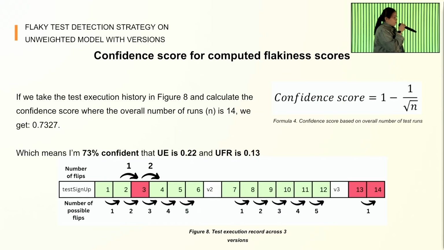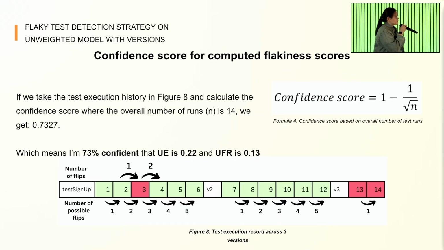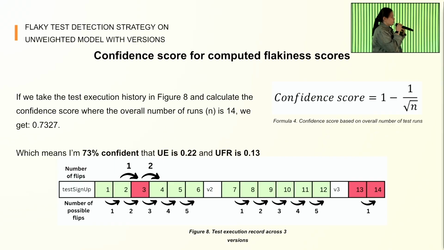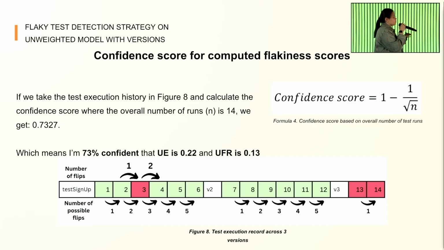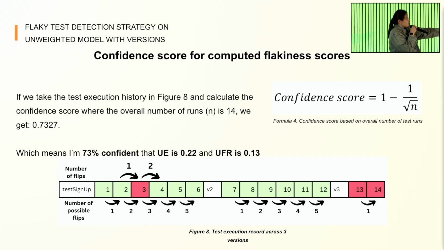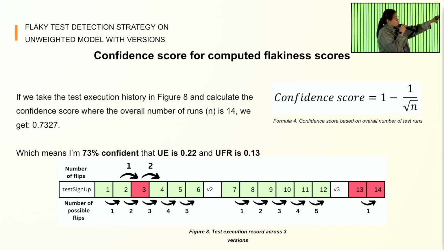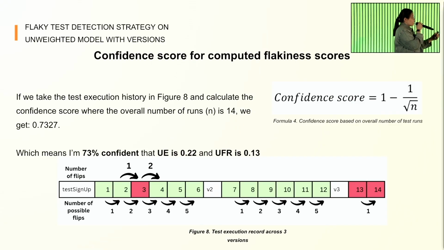And as I said, we need to accompany it with a confidence score because the user who sees the flakiness score should understand on how many runs that value was based. So for this case, we have the formula 1 minus 1 over the square root of n, where n is the number of runs. Basically, if you put it into the formula, you will end up with a value of 0.73, and multiplying that by 100, we end up with 73% confident.